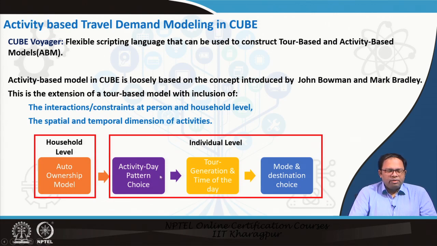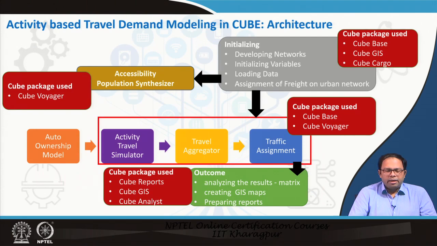At the individual level, we create an activity day pattern choice, and before we do that, we also determine what kind of auto ownership the household has, because that is one of the primary factors that determines what kind of activities I can participate in, and that also determines my mode choice. From the activity pattern, we determine what kind of tours are generated and at what time of the day those are generated, and finally, once we determine the tours, we know what kind of mode and destination choice is possible. So, this is the starting point for the activity-based model in Cube, and if you look into the broader framework, these are the different components involved.